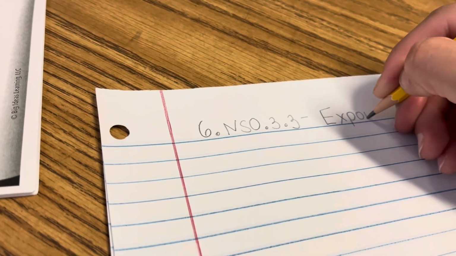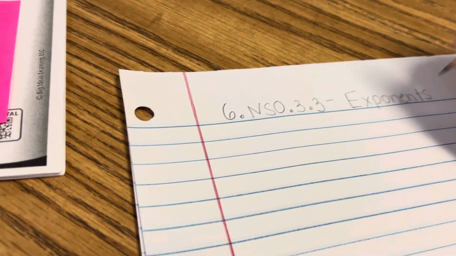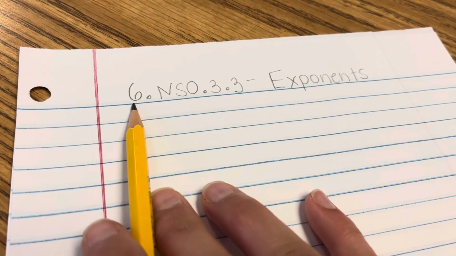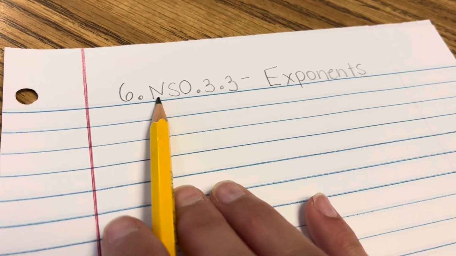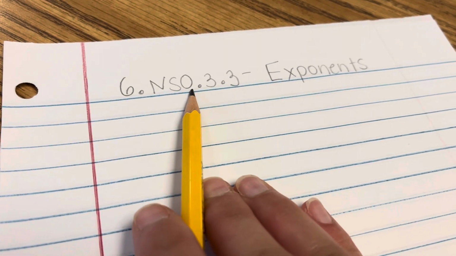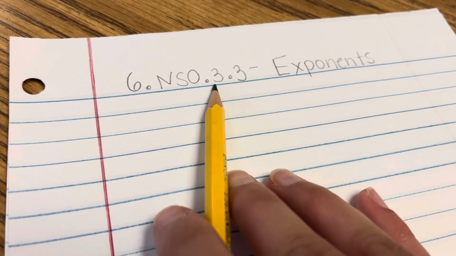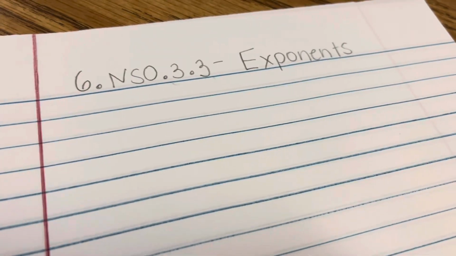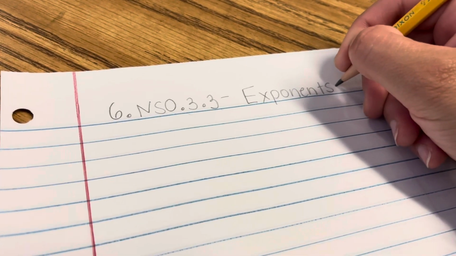This weird string of letters and numbers in the front is actually the standard. The 6 lets you know that it's 6th grade. NSO stands for number sense and operations, and 3.3 is just the strand. That doesn't really mean a whole lot to you, though it means something to me. But these are notes for exponents.